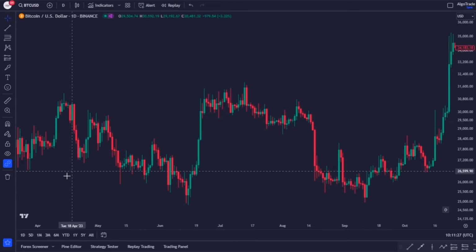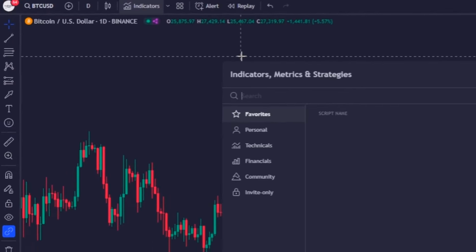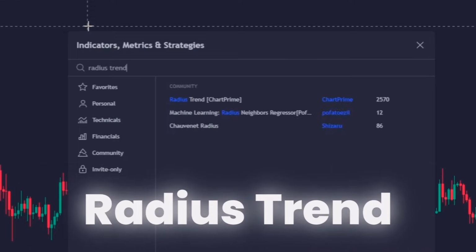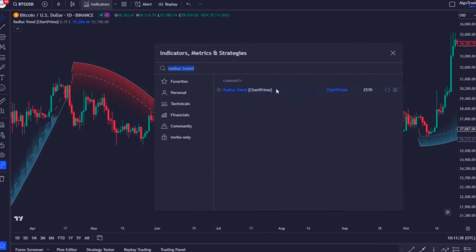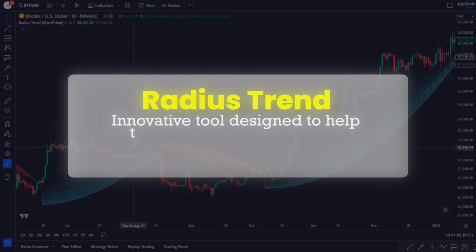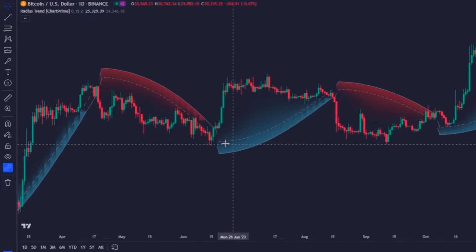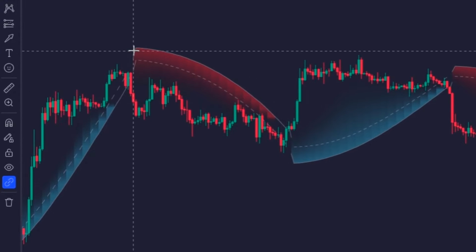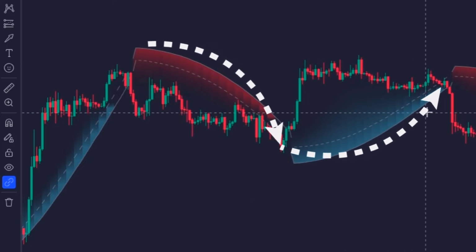Now let's start by adding the indicator to our TradingView charts. First click on Indicators, then type Radius Trend and you will find this option by Chart Prime that you can use for free. By definition, the Radius Trend is an innovative tool designed to help traders visualize trends in a more dynamic way. Instead of using traditional moving averages, it adjusts its trend bands based on price movement and volatility.